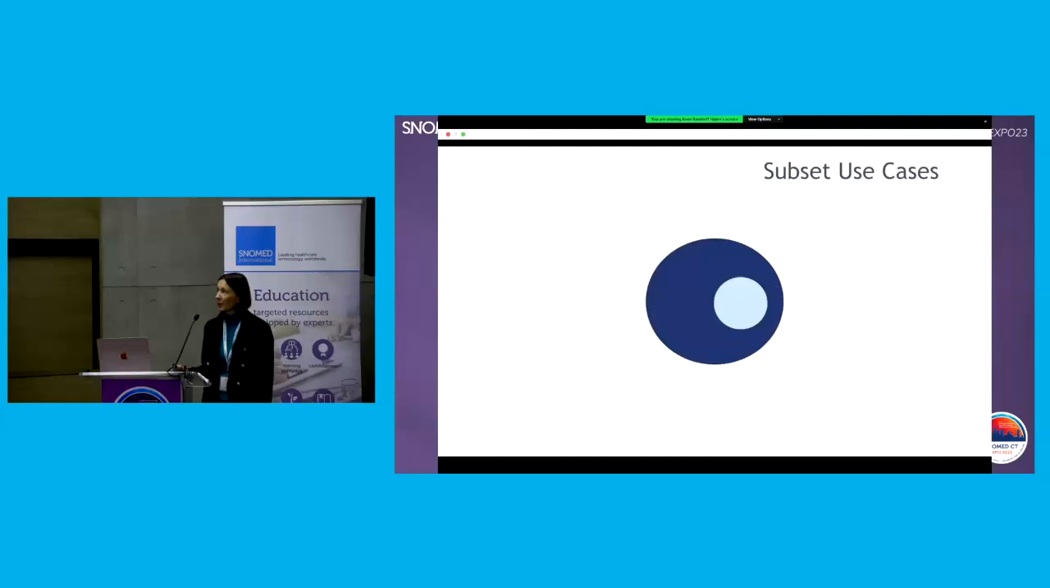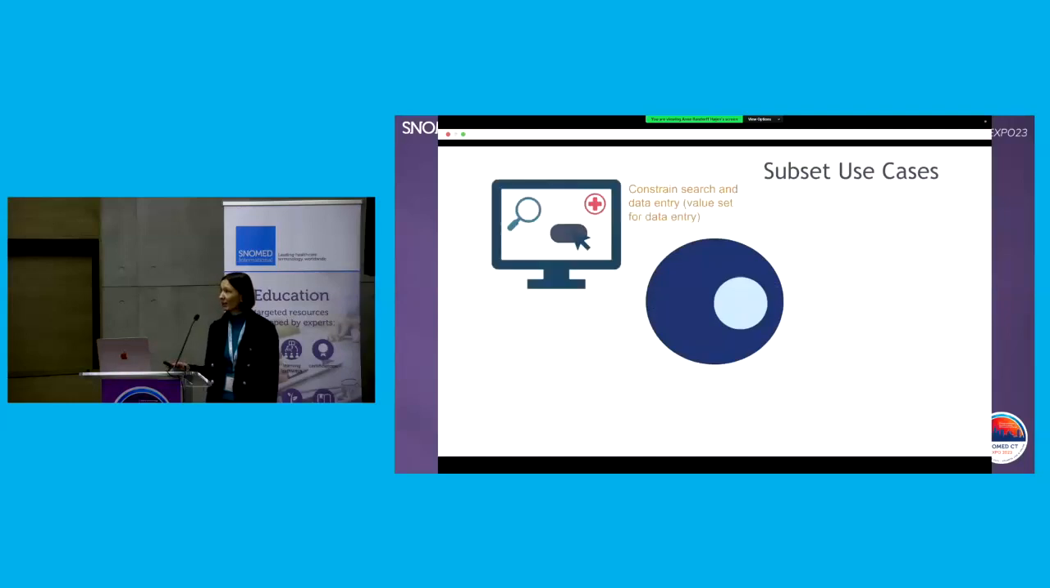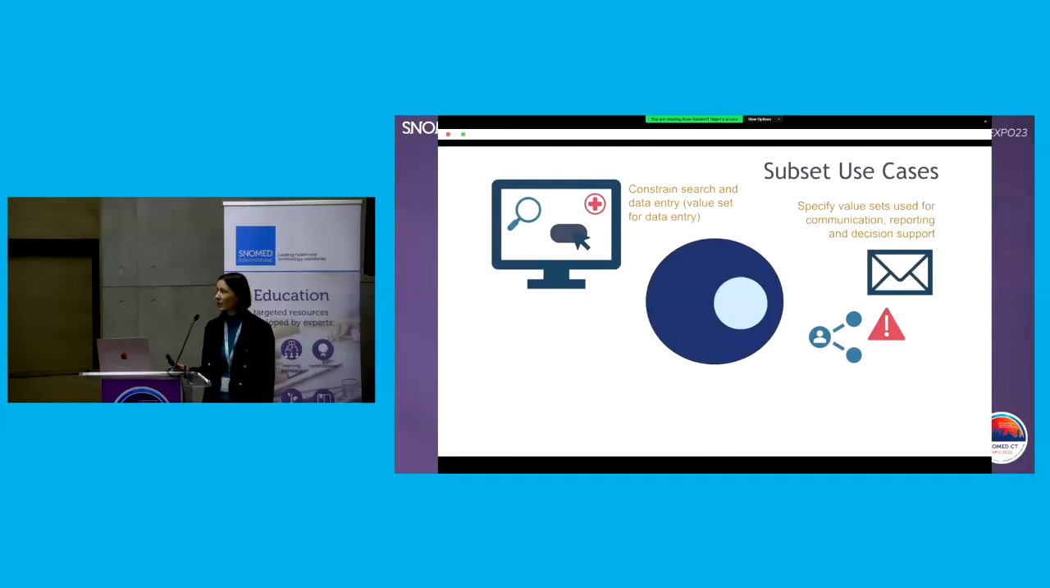And what might we use subsets for? We might use them to constrain search and data entry, so a value set for data entry, if we're talking in this case about the information models, but also to specify value sets used for communication, reporting and decision support. So again, say you've got somebody with a particular condition and you want to check that they aren't prescribed a certain medication, you would want to be able to say, from a decision support perspective, all these people who have this condition, please don't let them be prescribed this medication.